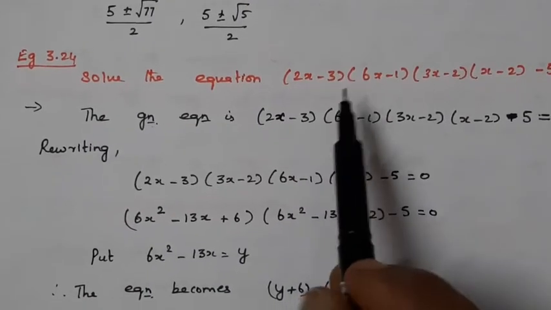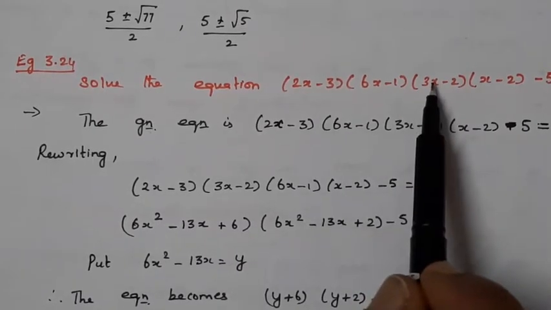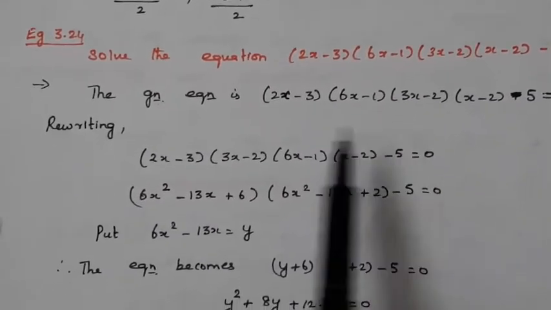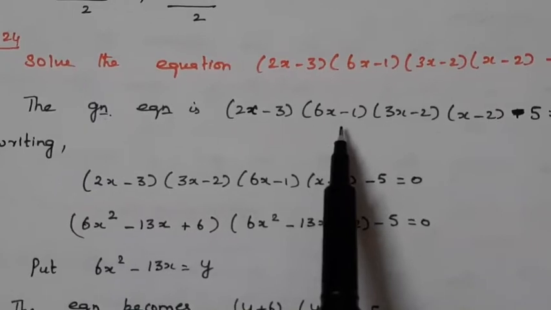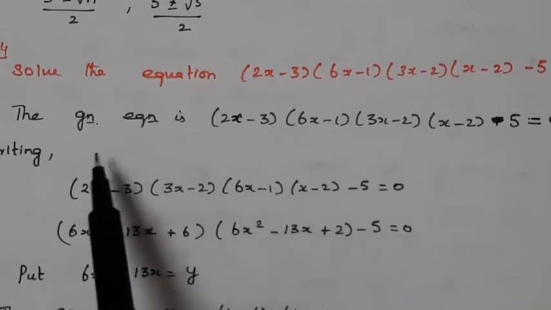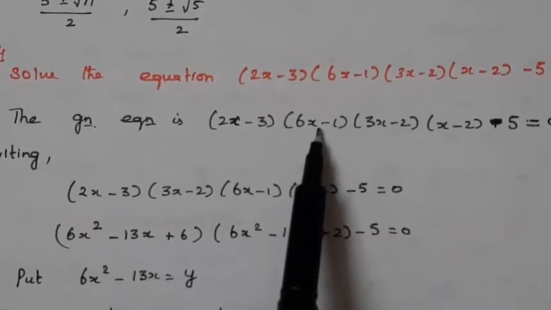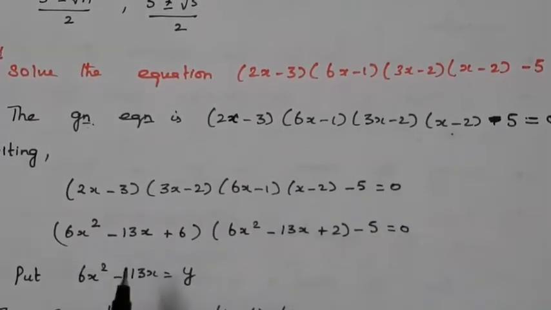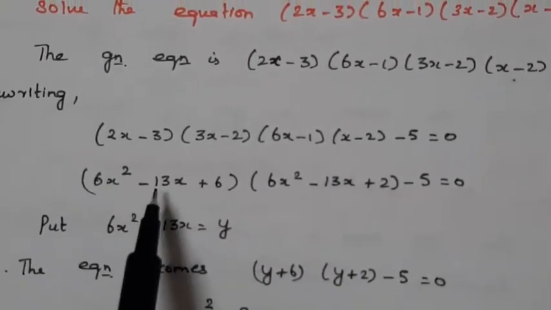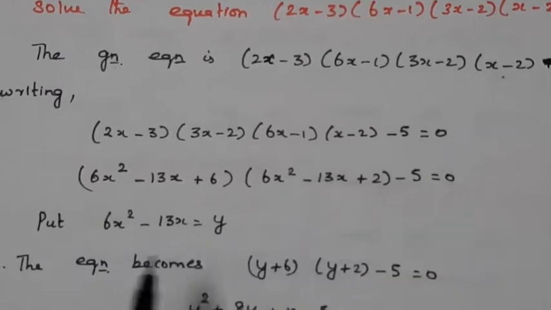So, you have to choose the factors in such a way that 2x minus 3 and 3x minus 2 are multiplied, and 6x minus 1 into x minus 2 are multiplied, okay. So, the given equation is 2x minus 3 into 6x minus 1, 3x minus 2 into x minus 2 minus 5 equal to 0. And we are going to rewrite this equation as 2x minus 3 into 3x minus 2 into 6x minus 1 into x minus 2 minus 5 equal to 0, okay. After multiplying these factors, we get the quadratics 6x squared minus 13x plus 6, and 6x squared minus 13x plus 2, minus 5 equal to 0, okay.